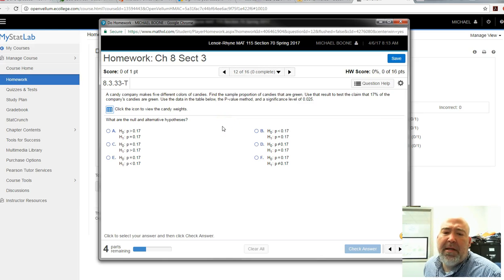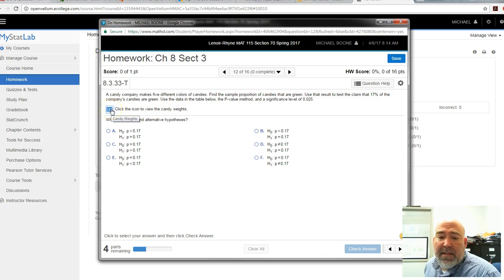All right, so someone had a question from Chapter 8, Section 3, and it's dealing with proportions and finding p-values and test statistics. So if we're looking at 5 different colors of candies, the same proportion of candies that are green. So we're looking for the ones that are green. There's a claim that 17% of them are green. So use the data in the table to find the p-value and the significance level, 0.025. So that is our alpha.